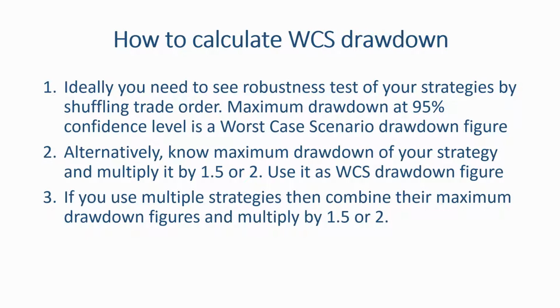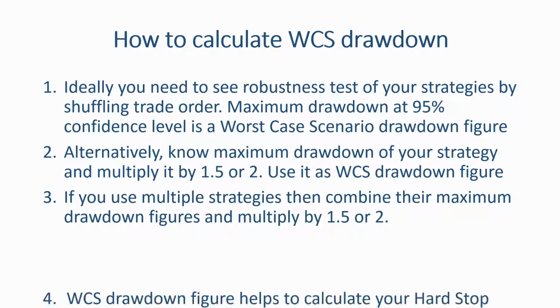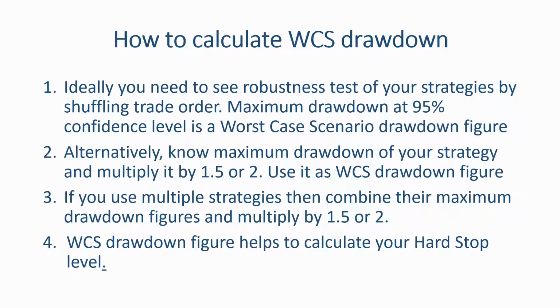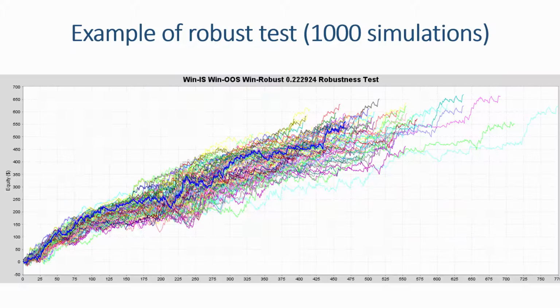Now if you use multiple strategies, then you should combine their maximum drawdown figures and multiply that result by 1.5 or 2. And the last thing is that the worst case scenario drawdown figure helps to calculate your hard stop level, and the hard stop level is usually the equity level at which you will close all the trades and stop trading the trading strategy, or whatever you're trading in your account.